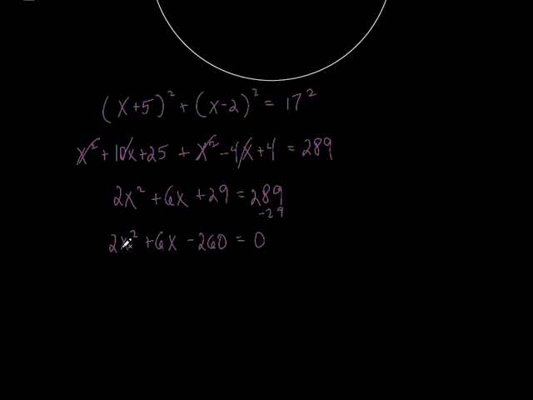What I would do is I see that I have a 2 in common with both of these. I think that might make my numbers a little smaller, a little easier to deal with. You don't have to do it this way, but I think it works kind of nice. Divide everything by 2. So that's an x squared, that's a 3x, and that's a minus 130 equals 0. This is a little bit easier to work with.